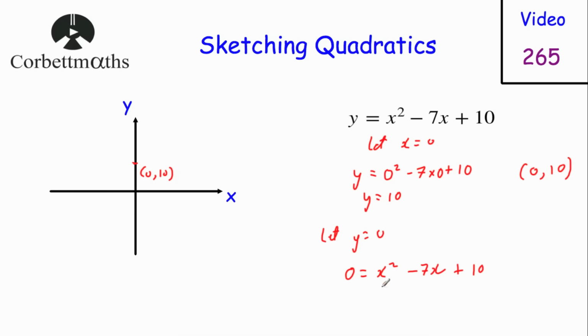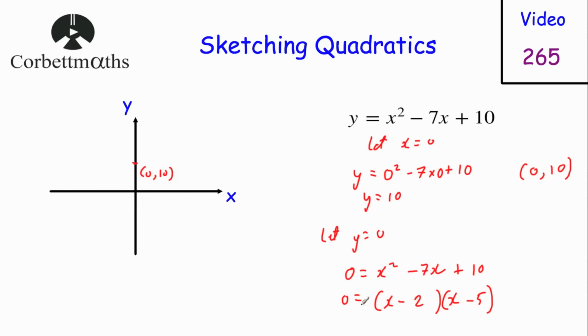So let's try and solve this using factorization. So 0 equals, bracket, bracket. Let's put x in the front of both brackets. And then we're looking for two numbers that multiply together to give us 10 and add together to give us negative 7. Well, it's going to be negative 2 and negative 5, because negative 2 times negative 5 is 10, and negative 2 plus negative 5 would be negative 7.